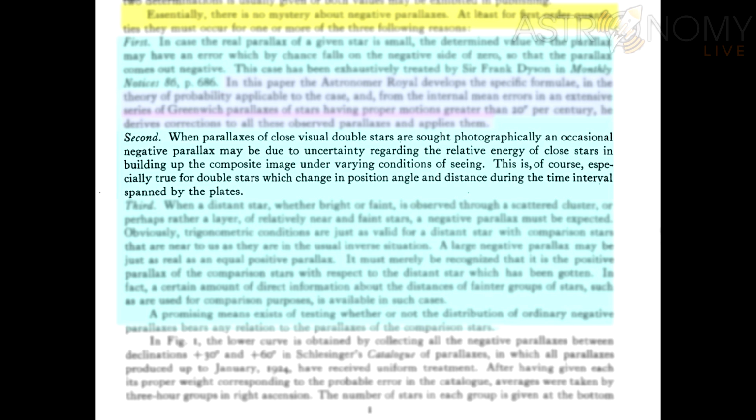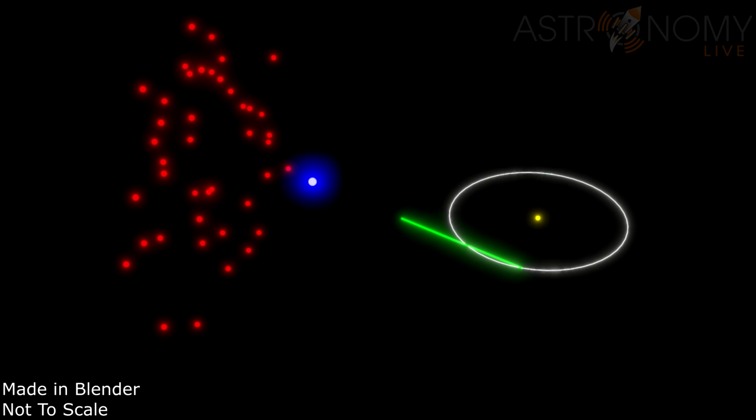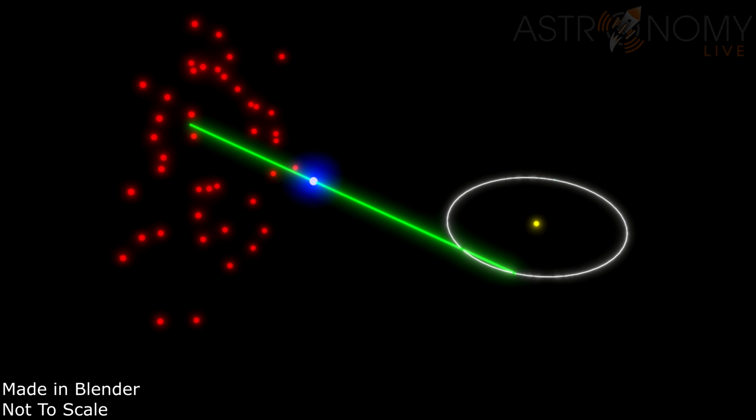Of course, atmospheric conditions are only a problem for measurements made from the ground, as was the case when Schlesinger made his catalogue of parallaxes 100 years ago. But with more modern space telescopes, we can at least eliminate that as a factor. But even space telescopes have to contend with the fact that some stars are physically close to each other, and these binary stars orbit each other over time, which causes their positions to change, and this can actually produce negative parallax in some cases.